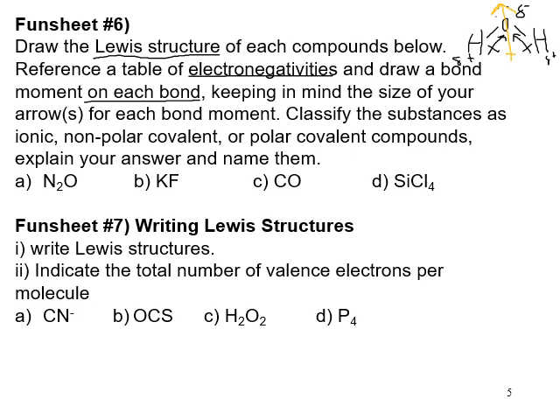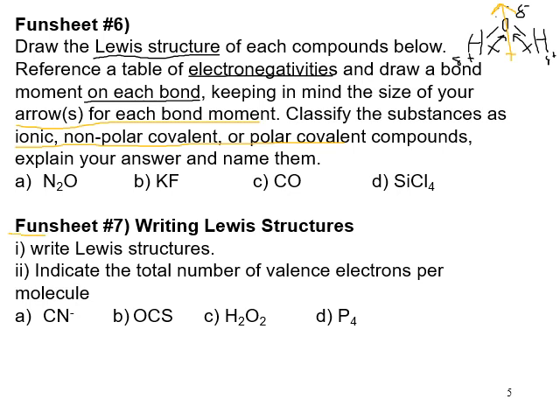So when you are doing this problem, keep in mind the size of your arrows for each bond moment, and remember that the bigger the difference in electronegativity between the elements, the larger the bond moment will be. And you're also to classify the substances as ionic, non-polar covalent, or polar covalent, and explain your answer, and then give their name too. And so you can practice naming.